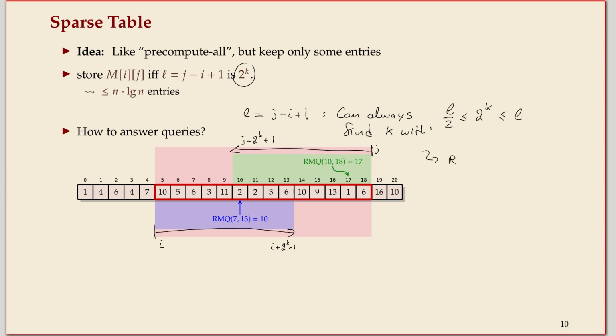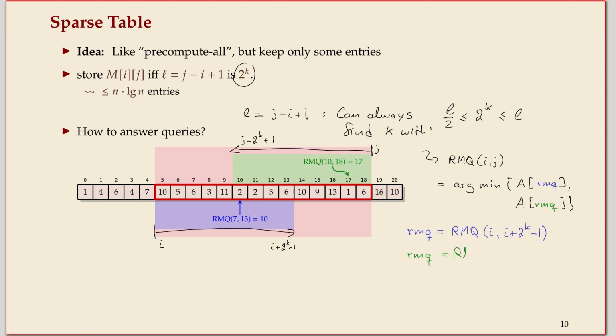And then the range min query of i to j is just the position of the smaller of these two subqueries. Well, let me just take the blue RMQ and the green RMQ. I don't want to make the formulas more cluttered than necessary. So the blue RMQ is of course nothing but the RMQ with the blue range. So it goes from i to i plus 2 to the k minus 1. And the green range is the other one. j minus 2 to the k plus 1 up to j.